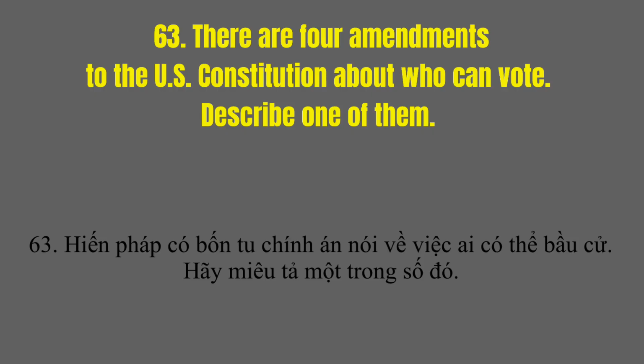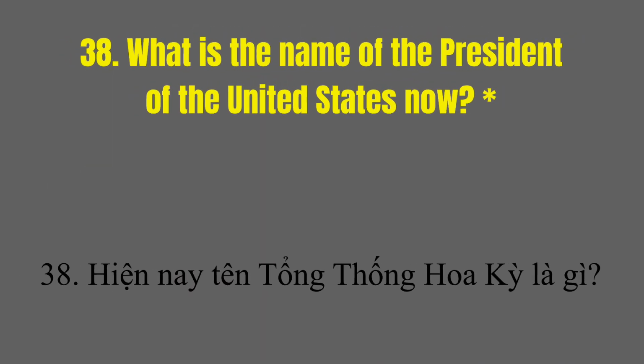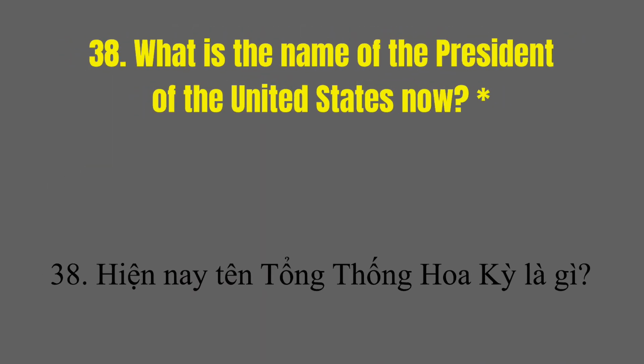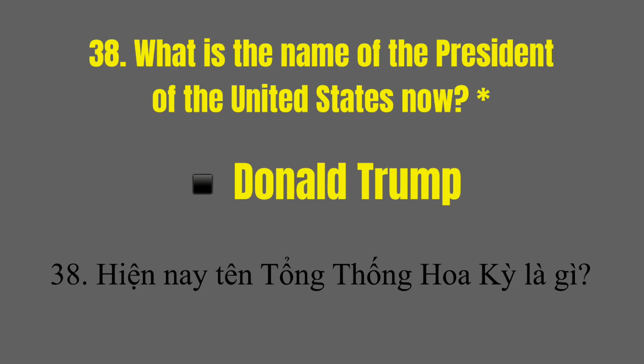There are 4 amendments to the U.S. Constitution about who can vote. Describe one of them. Citizens 18 and older can vote. What is the name of the President of the United States now? Donald Trump.